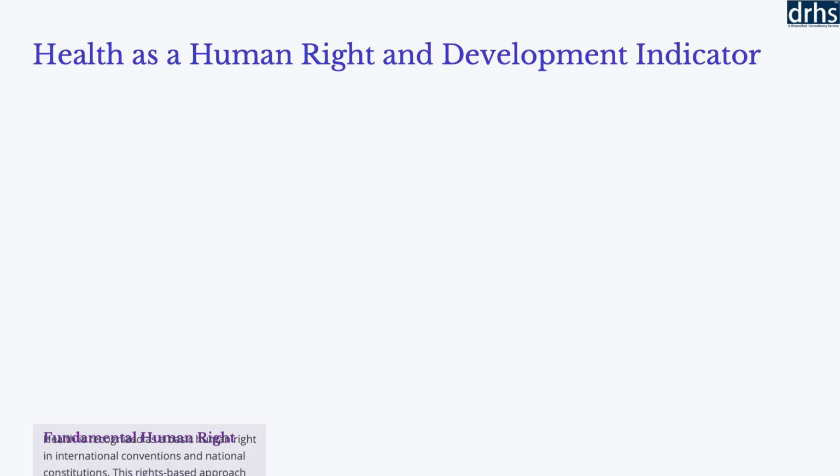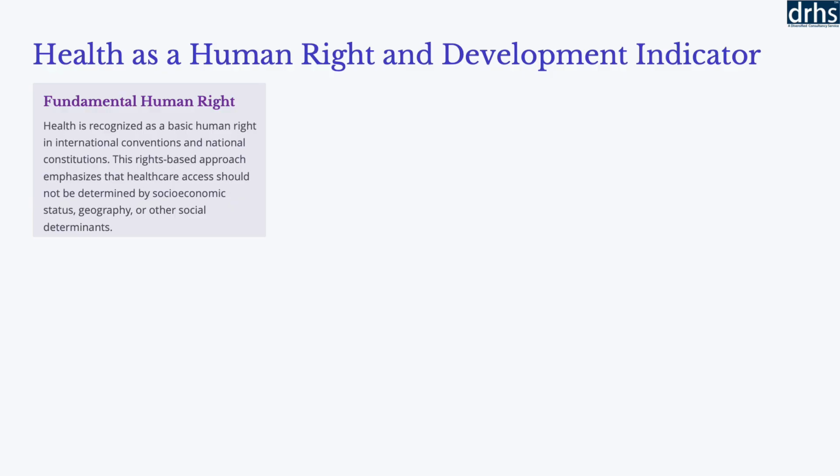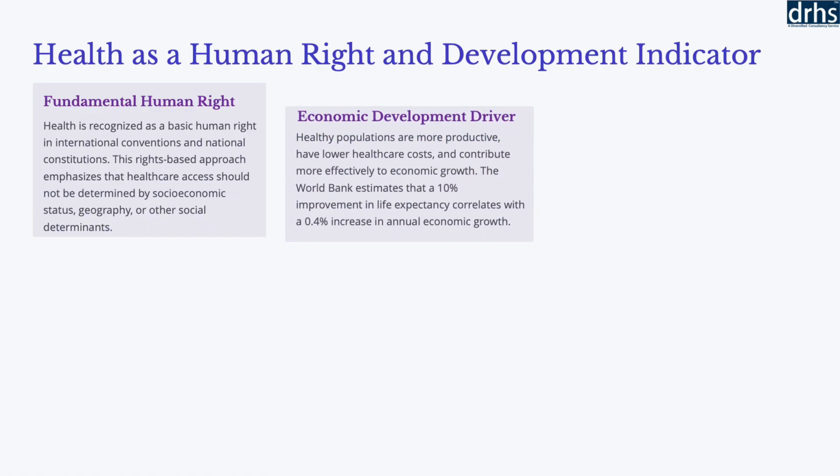Sustainable Development Goal 3, SDG 3, is fundamentally rooted in the principle that health is a basic human right, as recognized by international conventions like the WHO Constitution and the Universal Declaration of Human Rights. This rights-based approach mandates that access to quality healthcare must not be determined by socioeconomic status, geography, or other discriminatory factors. Viewing health through this lens transforms it from a charitable goal into an entitlement, obligating governments to build equitable health systems for all. Beyond its ethical imperative, health is a powerful driver of economic development and a key indicator of a nation's overall progress.